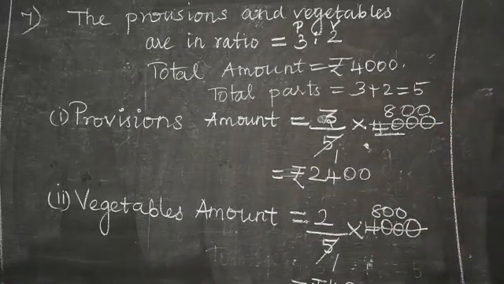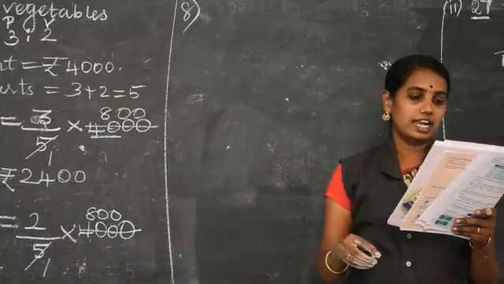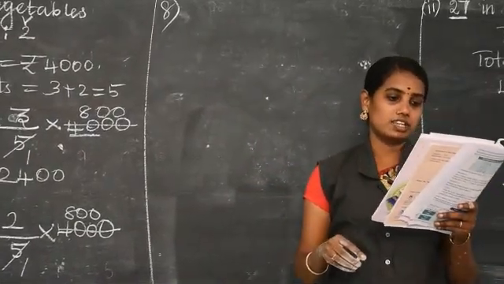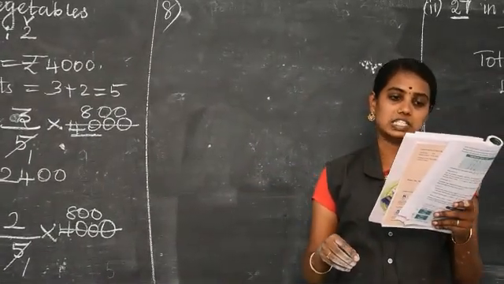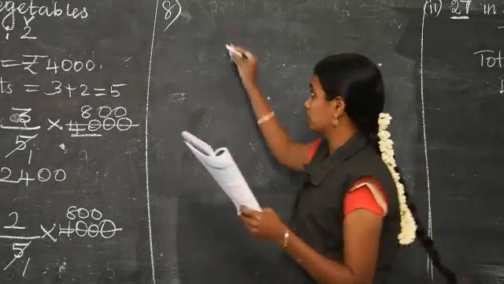Likewise, the question number 8. Same model, listen to the question. A line segment 63 centimeter long is divided into two parts. Okay, total length is 63 centimeter. Okay, clear?